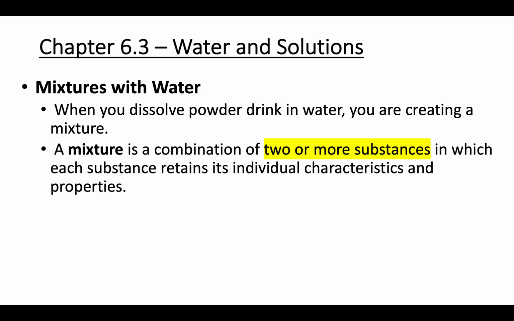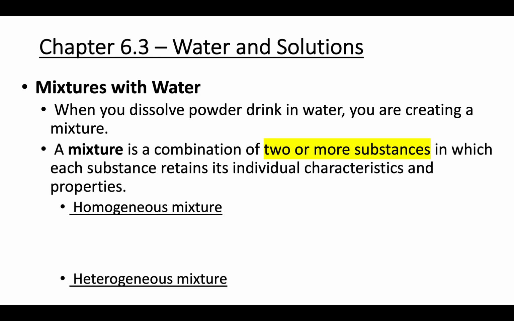And a mixture is a combination of two or more substances in which each substance retains its individual characteristics and properties. If you remember from physical science, we have homogeneous mixture and heterogeneous mixture. Homogeneous mixtures are also known as solutions. That is because if you make a homogeneous mixture, it is hard to distinguish the different types of matter.